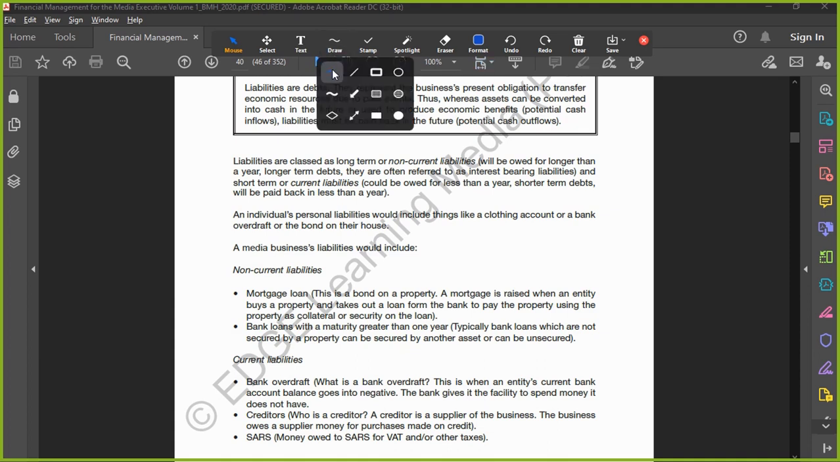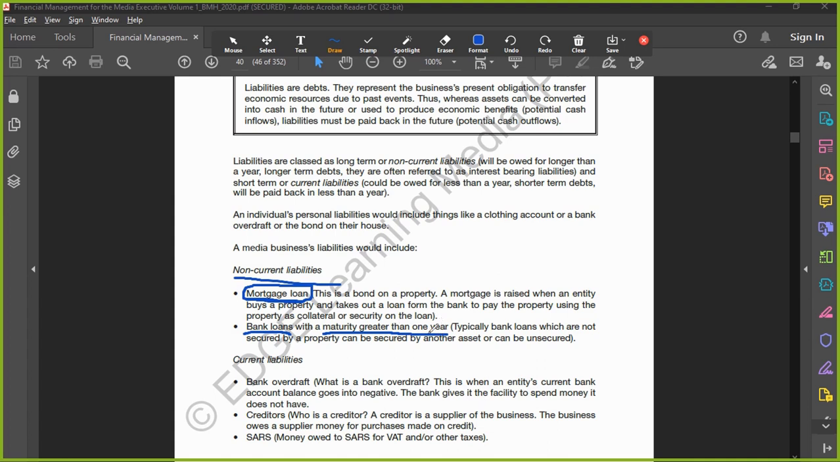So what makes a mortgage a liability? Well, I owe the bank. The bank needs to be paid. There's an obligation to pay the bank. There's a liability. So a mortgage loan would be a non-current liability. Bank loans can also be non-current if they're maturing greater than a year. So in other words, if you have to pay back the loan after 12 months, not before, then that would be considered a non-current liability.